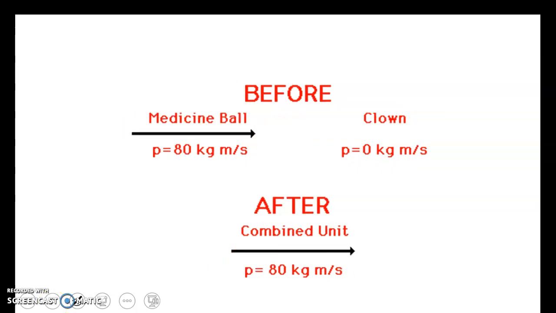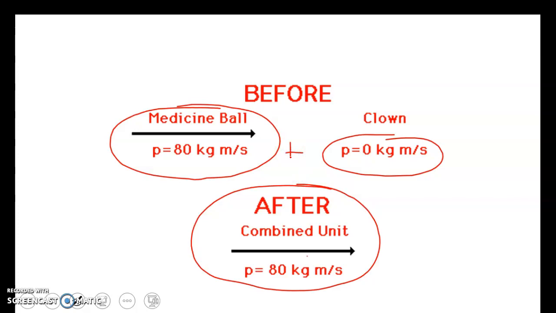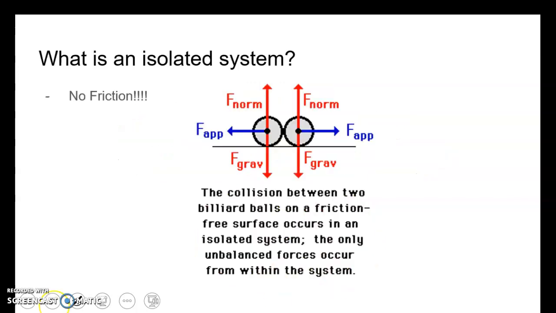We've got a clown standing still, so that means no momentum. And we're throwing a medicine ball at the clown with a momentum of 80. After the clown catches it, the clown and the medicine ball will have a momentum of 80. Again, 80 plus 0 equals 80. Total momentum before equals total momentum after.